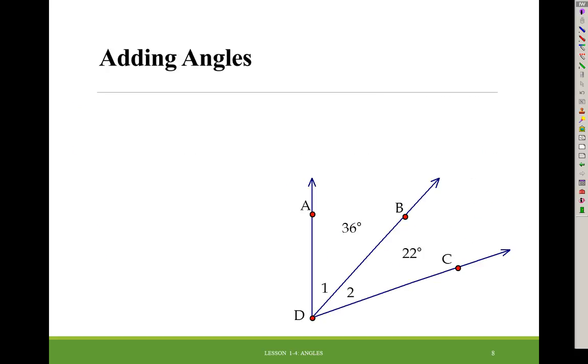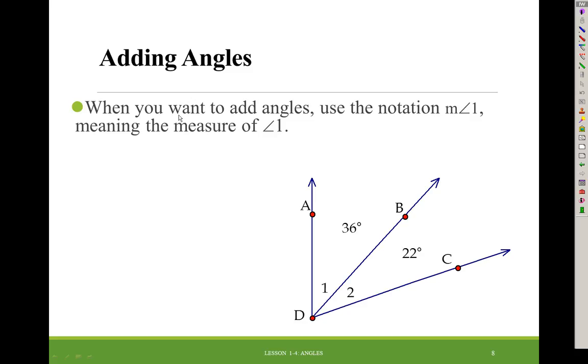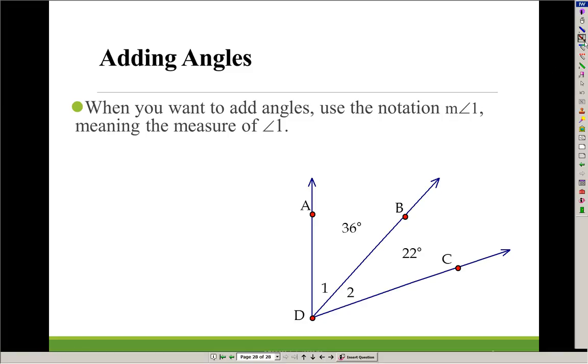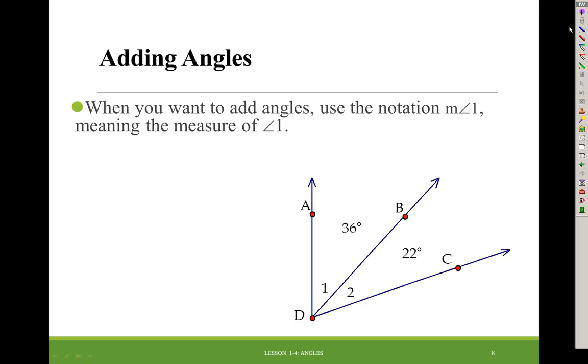So if we're measuring angles and adding them together, adding up parts to get a bigger whole, if you want to add angles, we're going to use the notation m of angle 1. We're throwing the m in here. Notice the m, the measure of angle 1. When the m is there, you're looking for the measure of it. And that's going to be the degree measure.